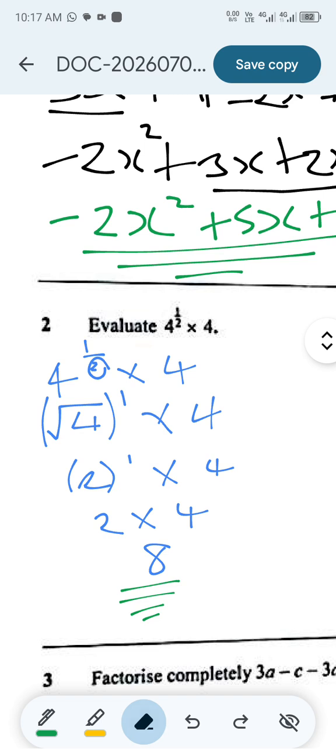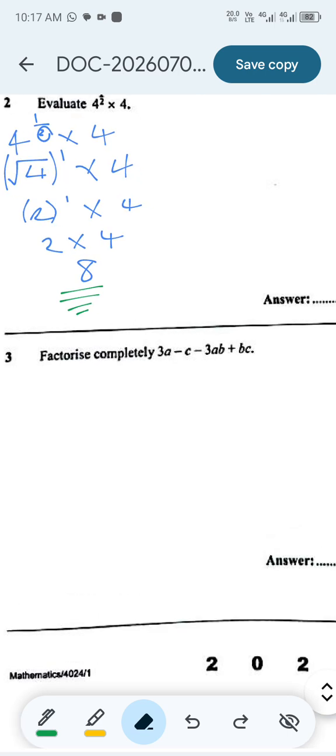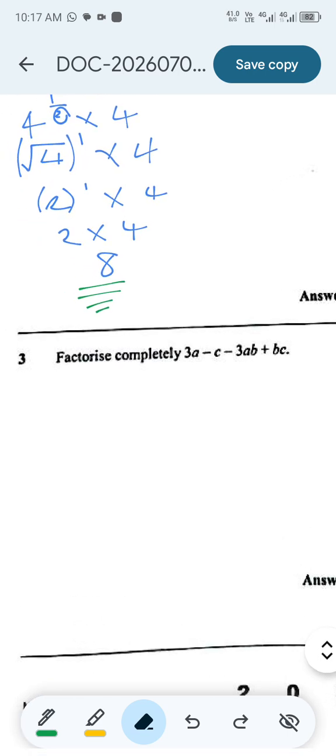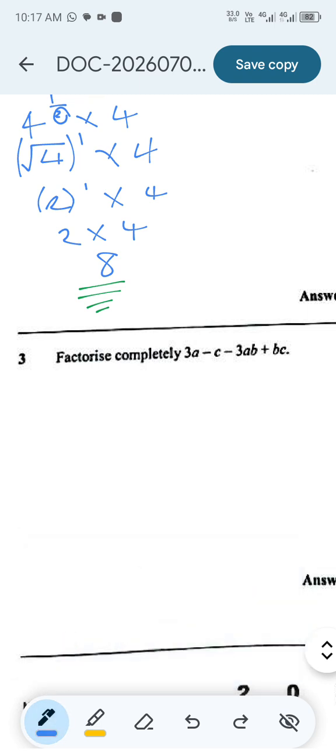Okay, let's go with the last and final question, which is requiring us to factorize. So factorize completely 3a - c - 3ab + bc. So we have 3a - c - 3ab + bc. How are we going to factorize this completely? We first of all need to find terms which are common.